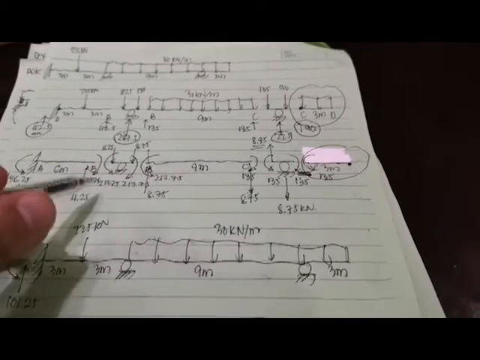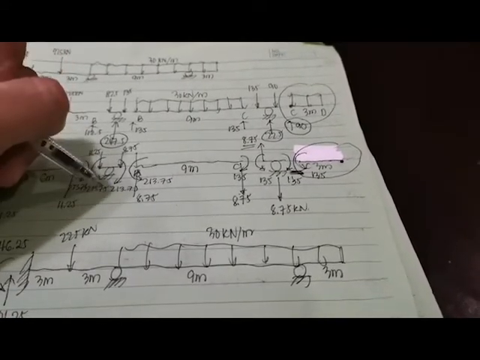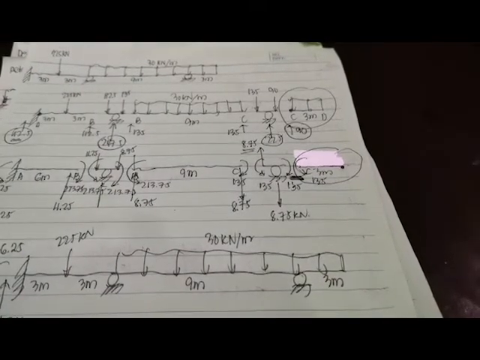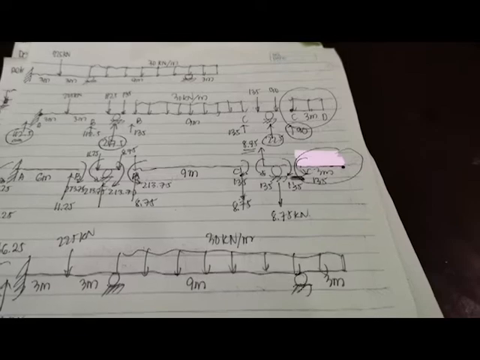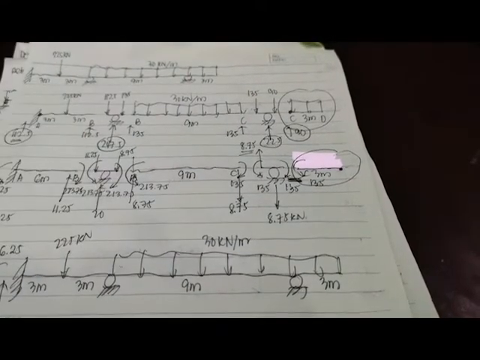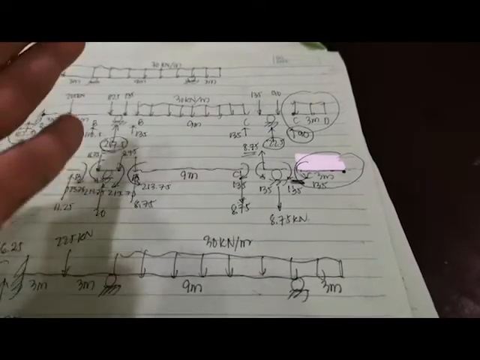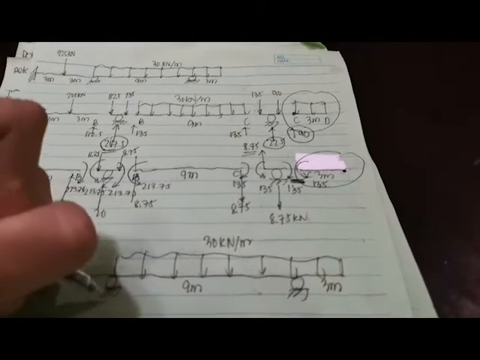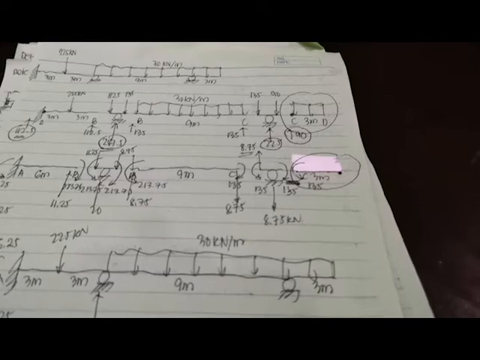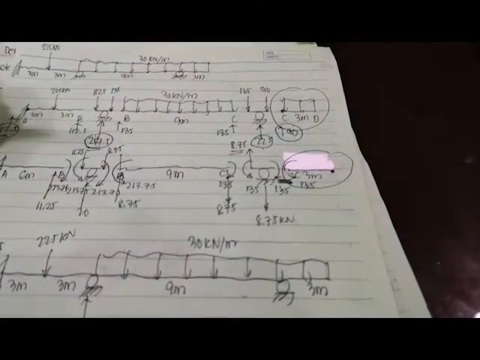Next, we have at point B. So let's combine this first. This is equal to 11.25 plus 8.75. This is equal to 20. And therefore, we have a 247.5 upward load plus 20. This is equal to 267.5.